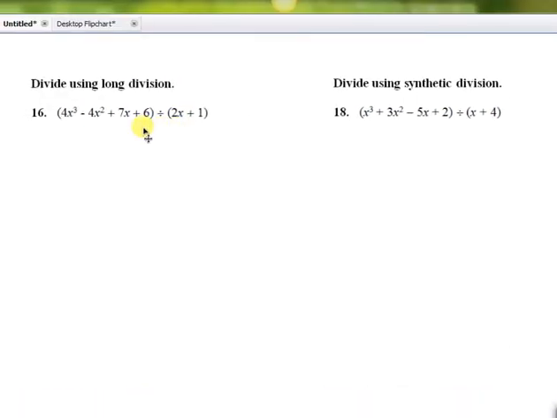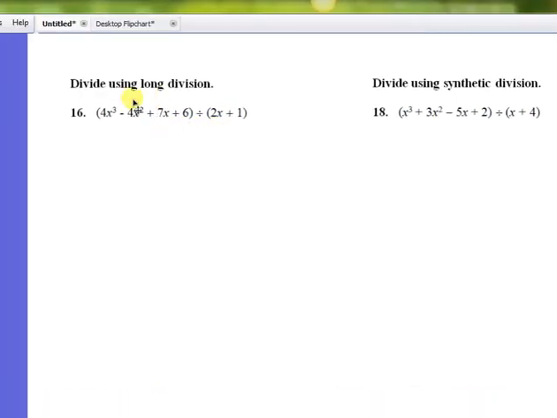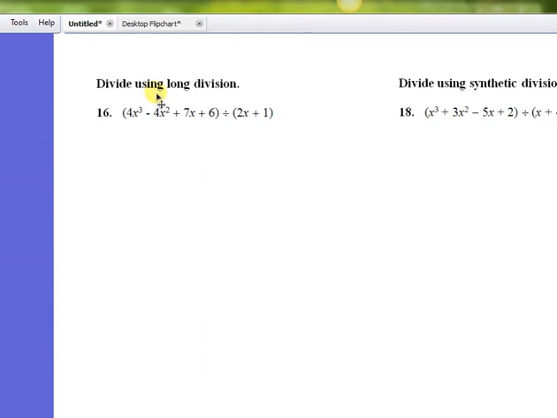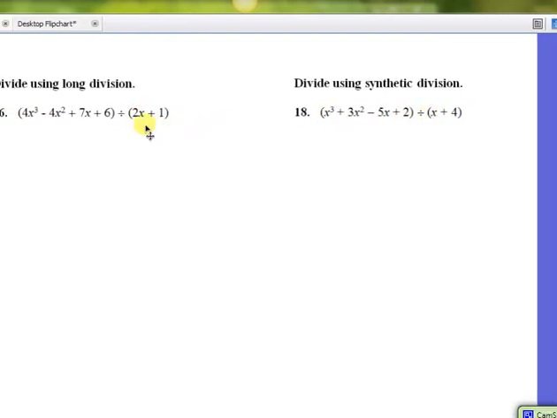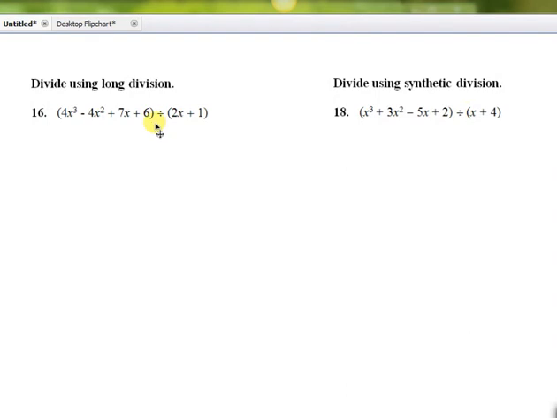Okay, we're going to continue our review, and in this particular lesson we're going to look at dividing using long division and dividing using synthetic division. Now again, sometimes you can't use synthetic division. In this case, that's because you have a 2 right here. The only time you can use synthetic division is when this is a single x, as you see right here. So that's the qualifications for synthetic.